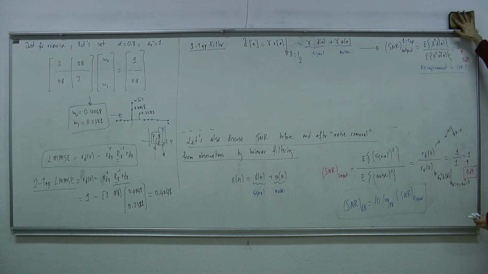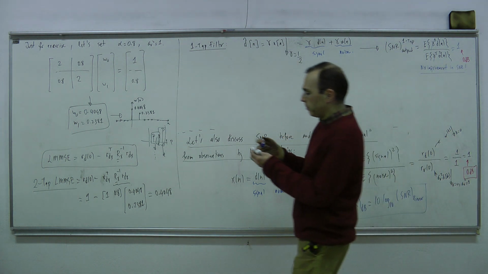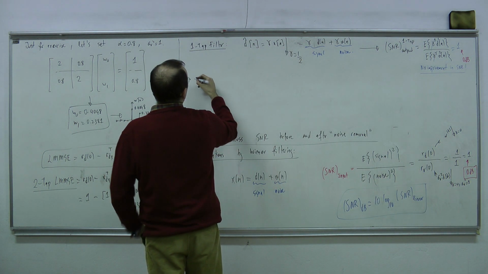This is a little bit disappointing, but what can we do? Because we are implementing such a simple one-tap filter. So how about a two-tap filter?